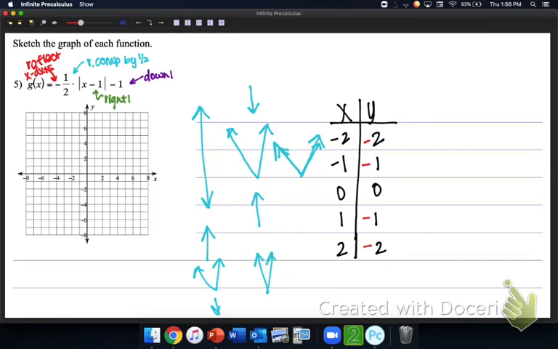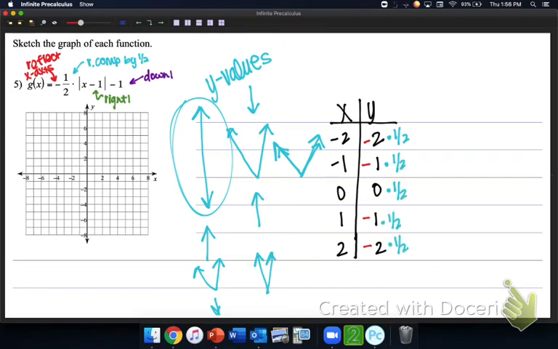Okay, so if we're vertically compressing it, we need to figure out vertical. That is our y values. So vertical is our y values. I'm going to multiply all these y values here by a half. Vertical is our y values, horizontal is our x values. So this is -1, -1/2, 0, -1/2, -1.